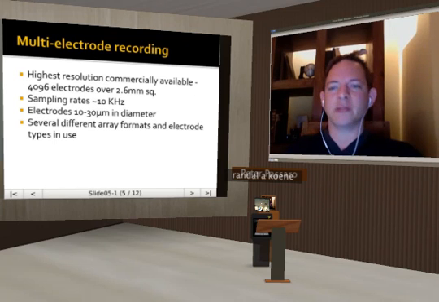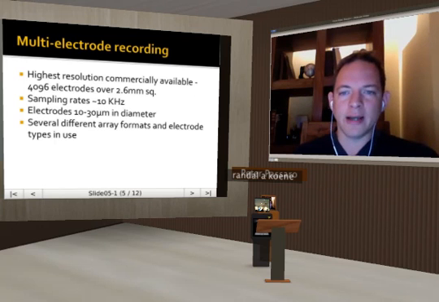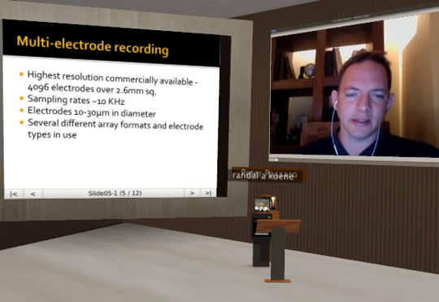The sensory system I'm working with is multi-electrode recording. The highest resolution currently available for this type of system is 4,096 electrodes over about 2.6 millimeters square. The system I'm currently using has 252 electrodes over an area of about 1.5 millimeters. I'll show you some examples of that in a second. For sampling rates, we need about 10 kilohertz, we think. These systems can go up to about 25 to 30 kilohertz.